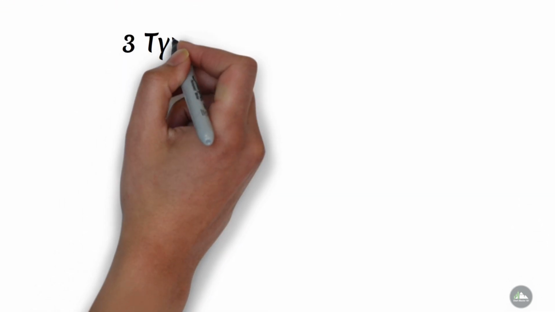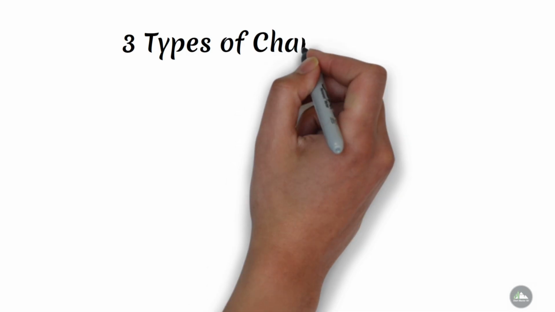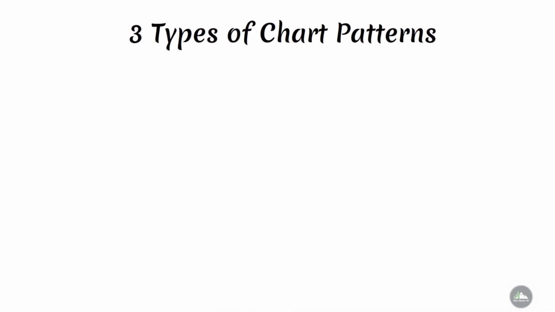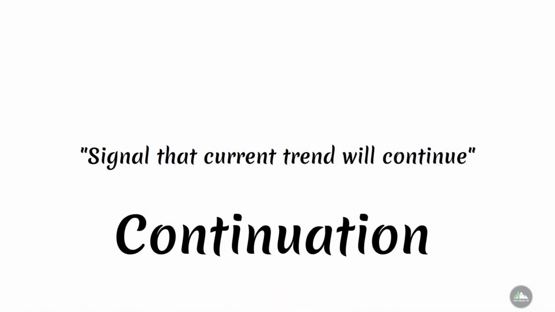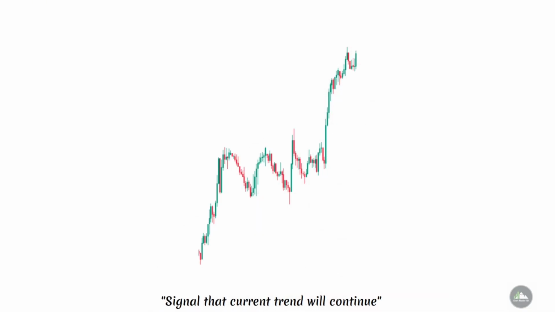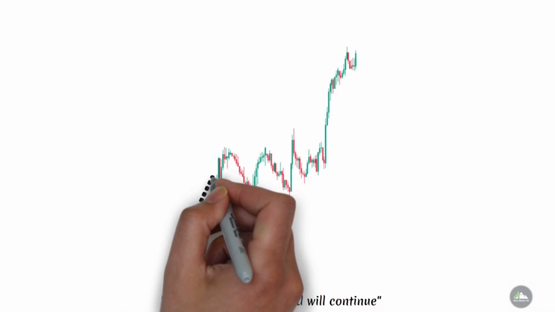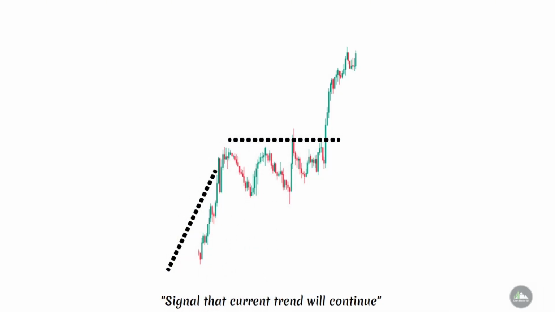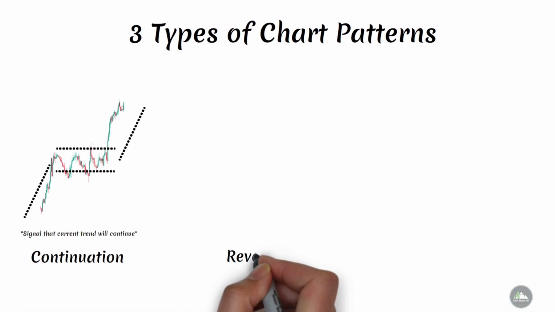There are three types of chart patterns. First is continuation patterns. This is a signal that the current trend will continue. So when you have an uptrend, you're looking for the corrective structure to have a continuation with the overall trend, which is up, and vice versa.